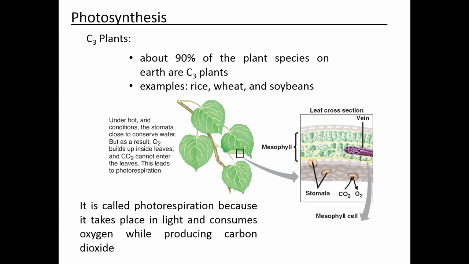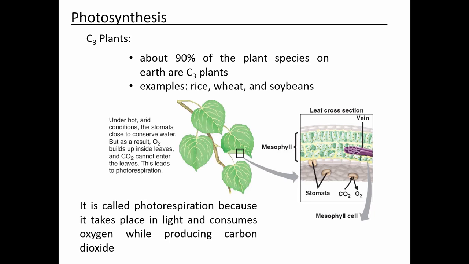So C4 and CAM plants have an advantage in hot, dry environments. The other environment would be cool and wet conditions, and in cool and wet conditions, C3 plants have an advantage over CAM and C4. I'll explain why after we go through CAM and C4. So in cool, wet conditions, C3 plants have the advantage, but in hot and dry conditions, C4 and CAM plants have an advantage.